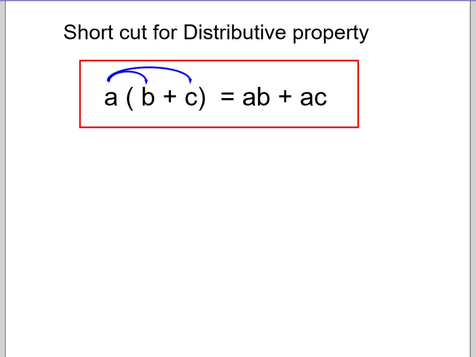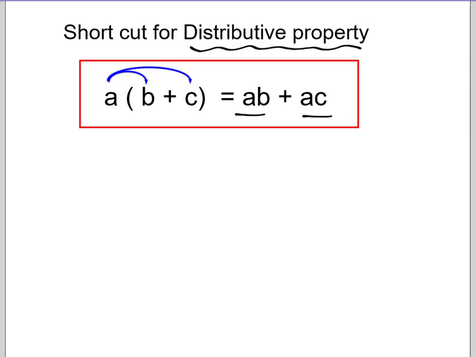Now, there is a shortcut, and we're going to take a look at this, and then we're going to go back and check the ones we just did. It's called the distributive property. And if you look, you can see this a value here is multiplied into both terms inside the bracket. So a times b becomes ab, a times c becomes ac.